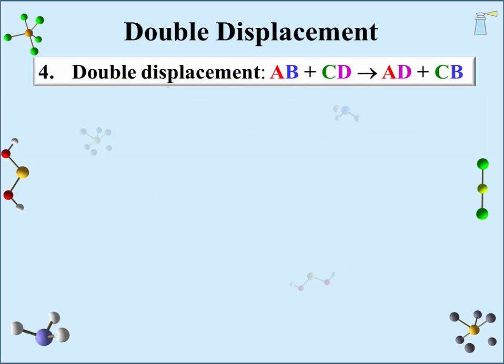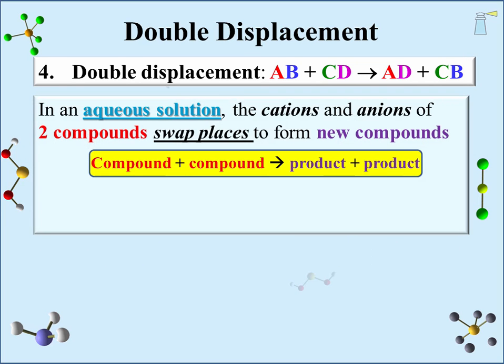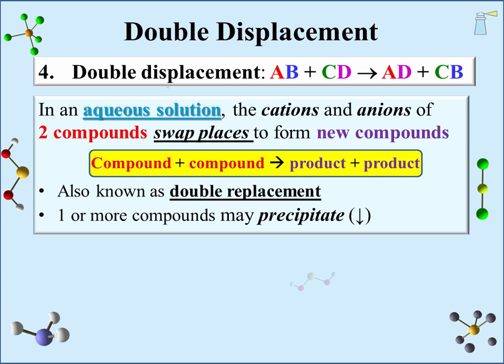The fourth type of chemical reaction is a double displacement reaction. Chemical AB reacts with chemical CD to produce chemical AD along with chemical CB. Generally, these reactions occur in an aqueous solution. The cations and anions of two compounds swap places to form new compounds. This reaction is also known as a double replacement reaction. In many of these reactions, one or more compounds may precipitate and sink to the bottom of the reaction vessel.